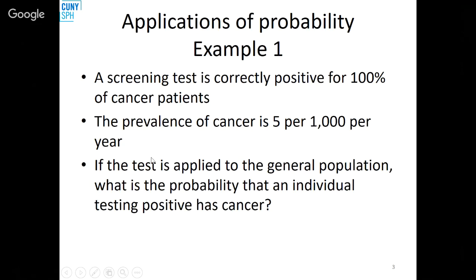Now, if we apply this test to that population, what is the probability that an individual testing positive has cancer? So you're in this population. Before you step into the test, you have a 5 in 1,000 chance of having cancer. You get a positive test. What does it tell you about your probability of having cancer, and how worried would you be?